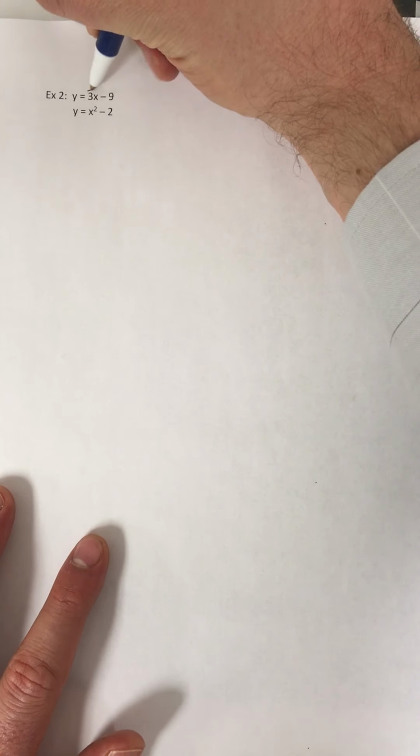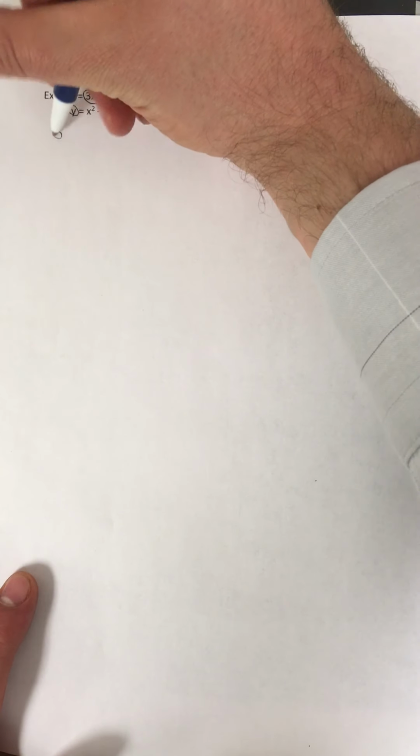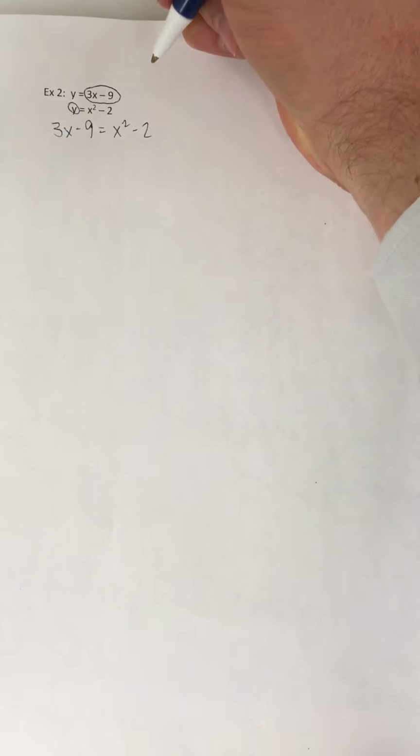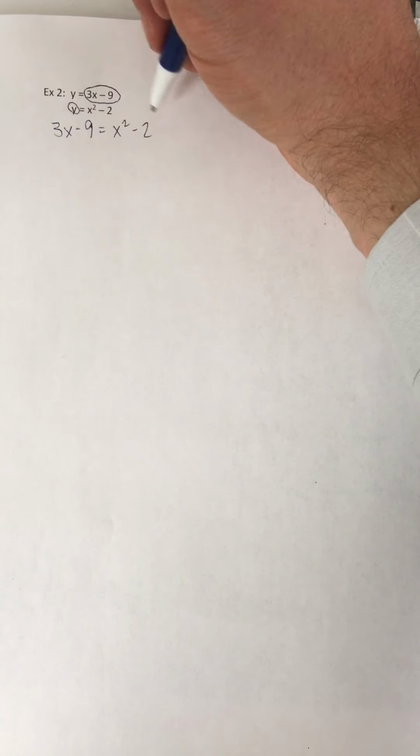I'm going to look at this last example together. Example 2. All right, for that one, I already have y by itself. So let's just take that 3x minus 9, plug it in place of that y. 3x minus 9 equals x squared minus 2. I need to get it equal to 0. I want a positive x squared, so let's move all these things over to this side.